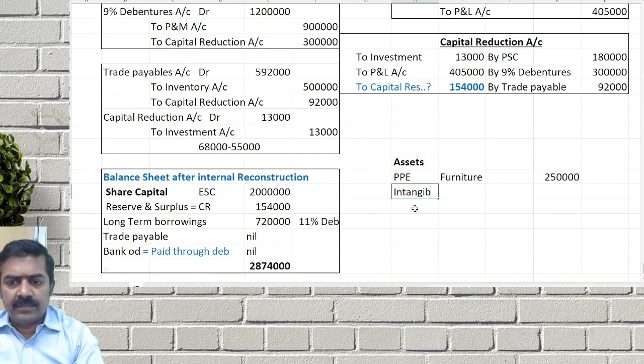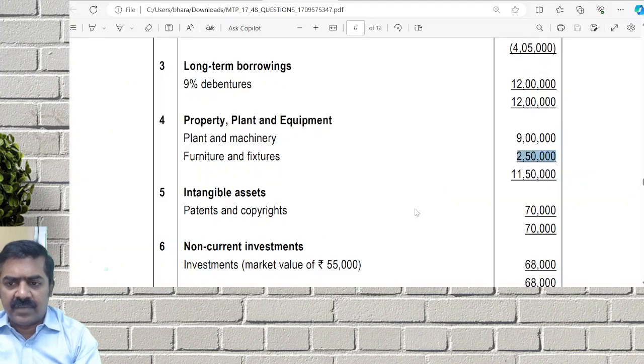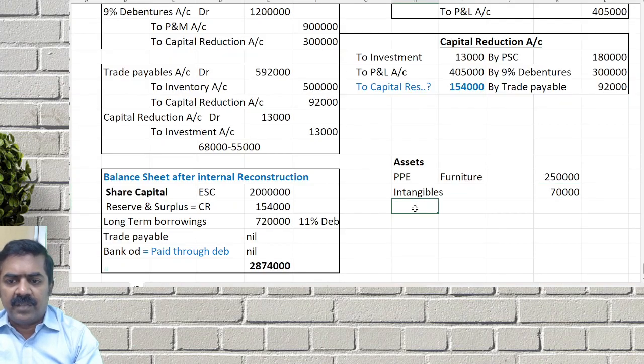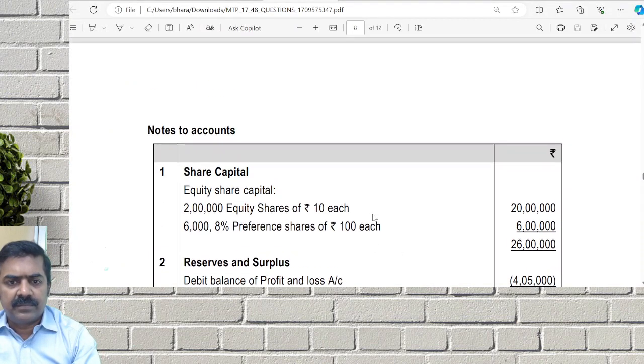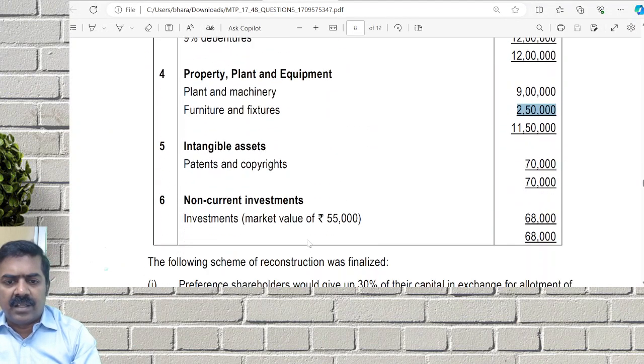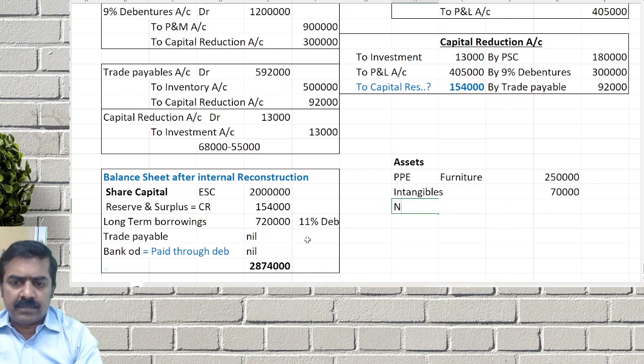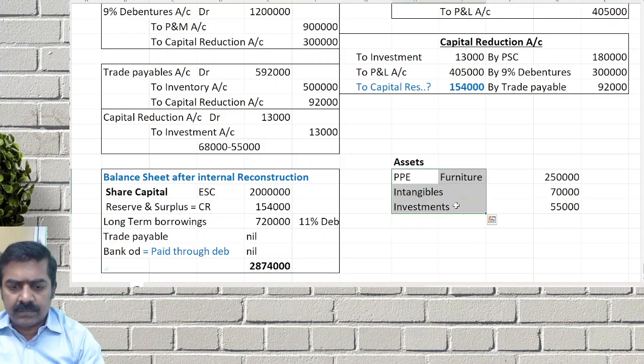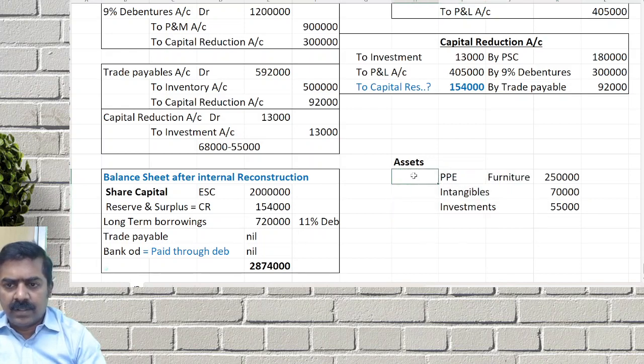Intangible assets will continue. There is no change. We have not written off anything. Patent and copyright will continue. Then non-current investments. We reduce to market value 55,000. All these things come under non-current assets.